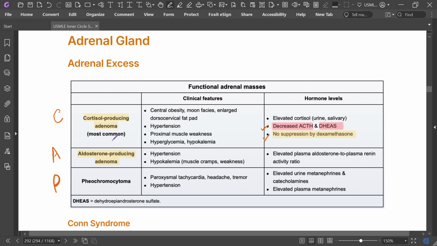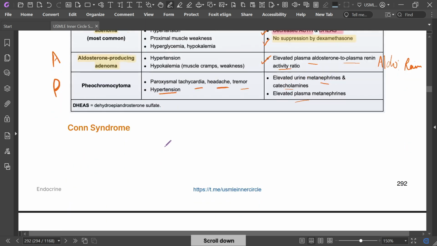In aldosterone producing adenoma, you will get hypertension and hypokalemia, and there is an elevated plasma aldosterone to plasma renin ratio. The plasma aldosterone to plasma renin ratio is higher in aldosterone producing adenoma. In pheochromocytoma, there is paroxysmal tachycardia, headache, tremor, and hypertension, with elevated urine metanephrine and catecholamine, and elevated plasma metanephrine.